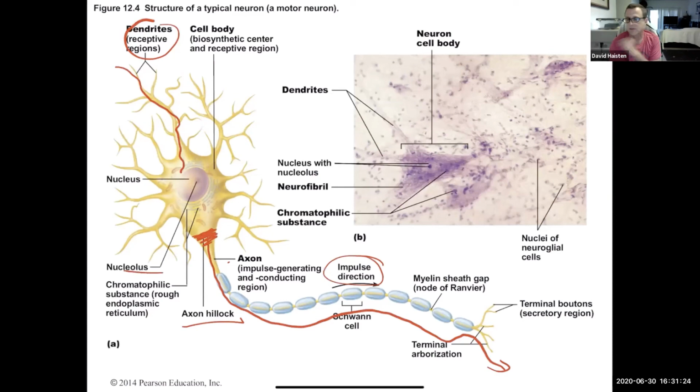Nucleolus, who cares? It's just where a bunch of ribosomes are synthesized. We don't care about that. Okay. Here's your terminal boutons, the very tips. Also, I call it synaptic end bulb, synaptic terminals. It's all the same thing. Okay, and you have extensive branching. Okay, so there's your neuron.